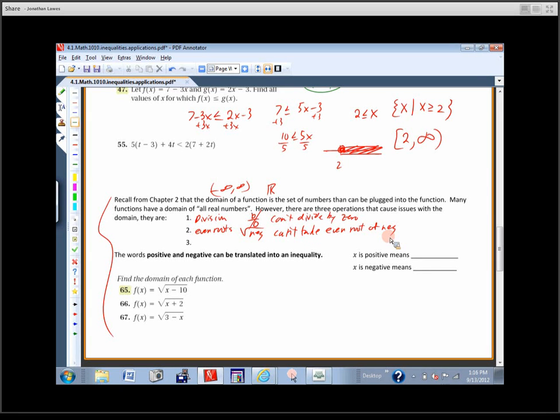So you can't divide by 0. You can't take an even root of a negative. And then there's one other one. Are we going to go into imaginary numbers in this class? Not until chapter 7. Okay.